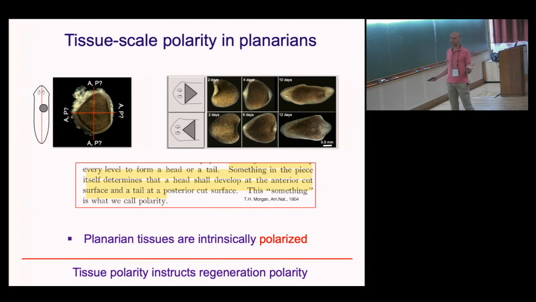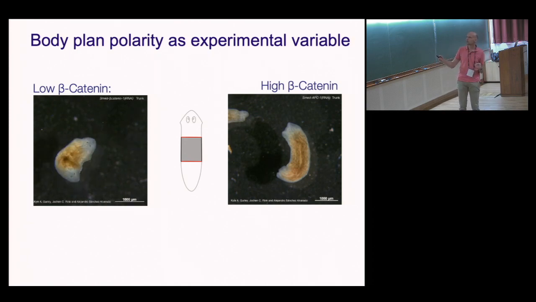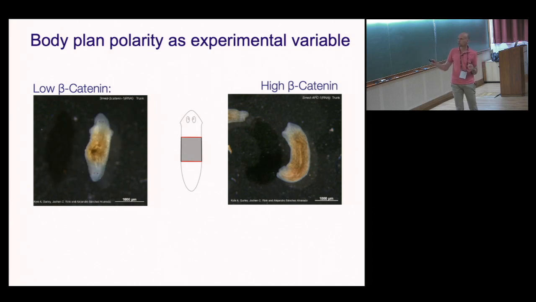And then, of course, the second asset that the planarian system brings to the table in thinking about polarity is that in this system, we have the body plan polarity as an experimental variable. As I've shown you yesterday, we can make these double-headed animals and we can make double-tailed animals. And today the movies even work.